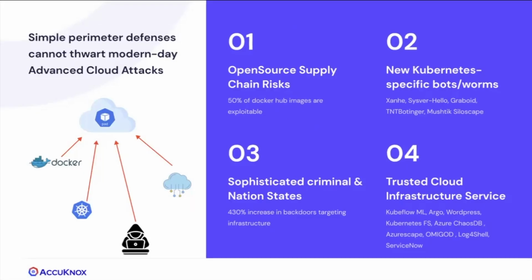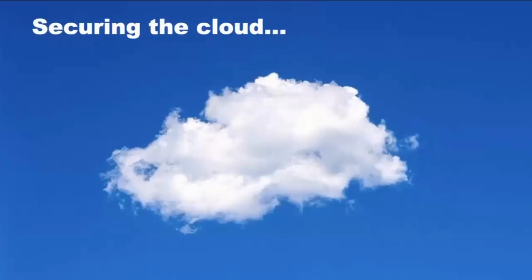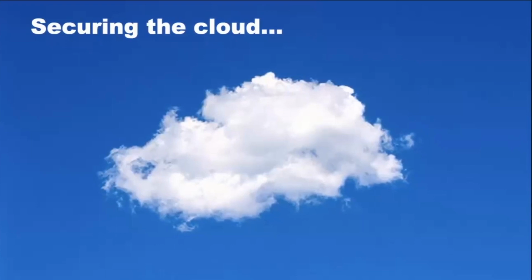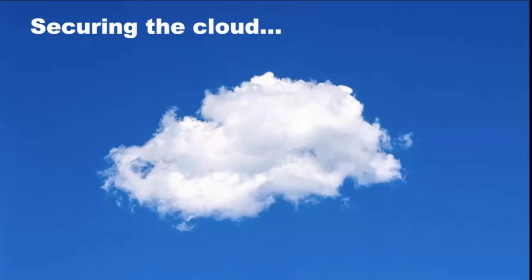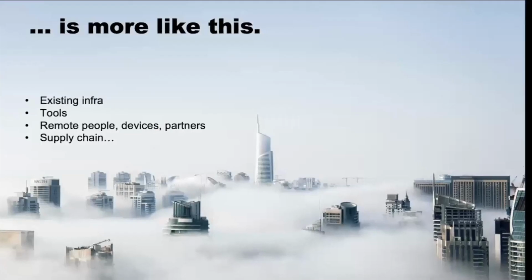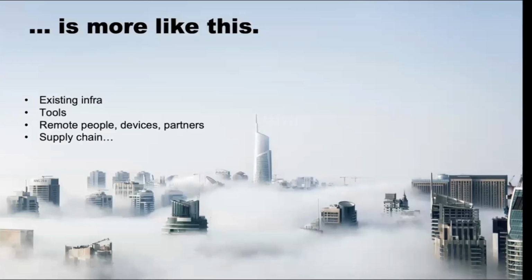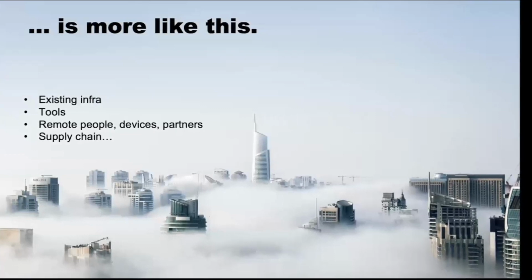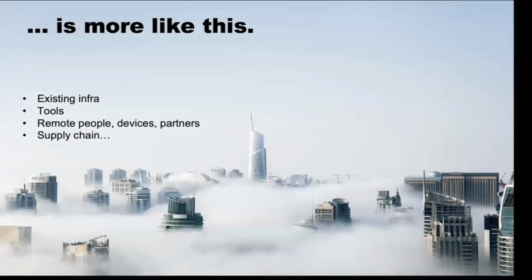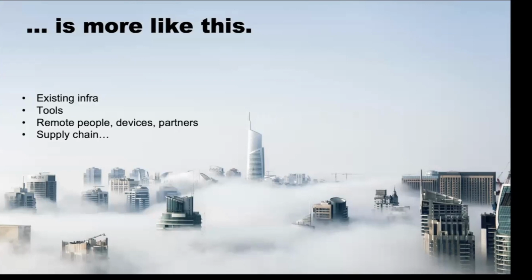So let's talk about securing the cloud. So what is this cloud that we're talking about securing? People often talk about it like it's a discrete object, something that can be secured. But in reality, the cloud looks more like this, right? So it's diffuse, it's spread out, it's amongst our buildings, right? So no one has a pure cloud operation.